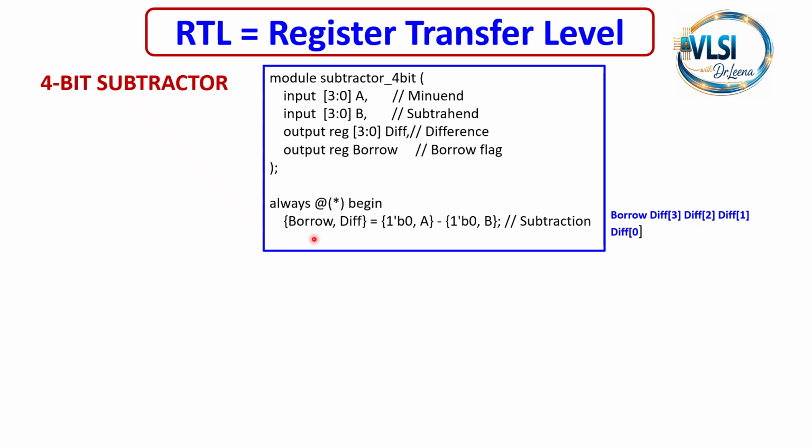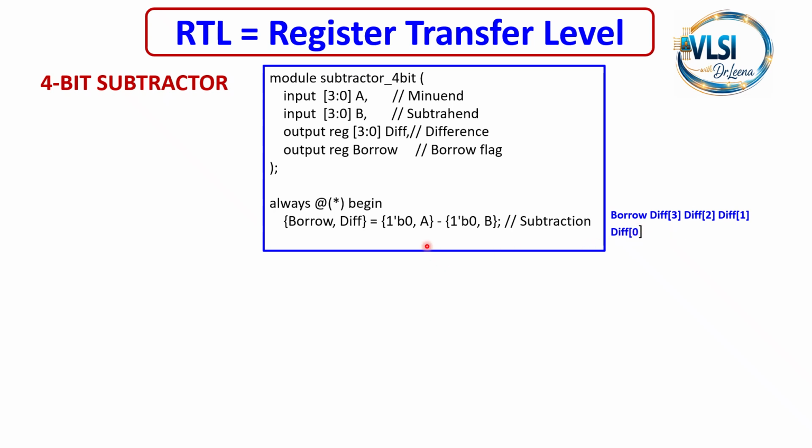Look at this. Here we have borrow and difference equal to 1-bit binary 0 comma A minus 1-bit binary 0 comma B. Here the main subtraction operation is performed. In this, borrow and difference are concatenated. The open and close brackets combine signals together, and here it creates a 5-bit result: difference 0, difference 1, difference 2, difference 3 and borrow if borrow occurs.